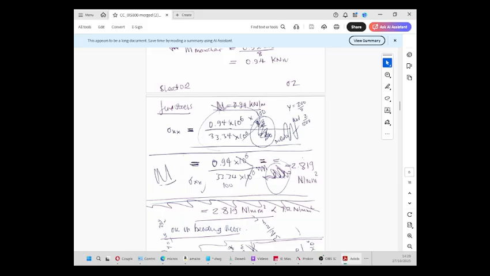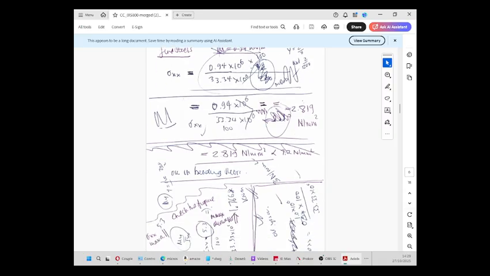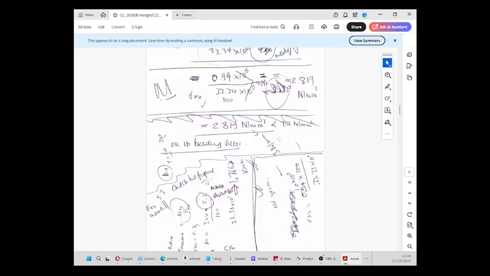So that is 0.94. Oh yeah, 94, isn't it? 94 divided by 33, that's 2.819 newtons per millimetre squared. So we reckon that C24 has 7.2 newtons per millimetre squared. This is only rough as well. It's okay in bending stress.